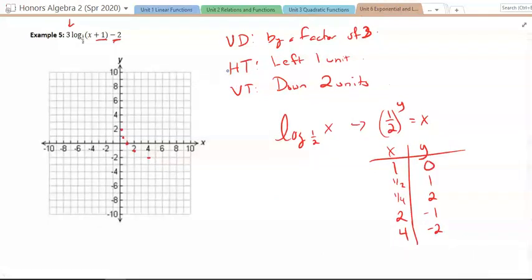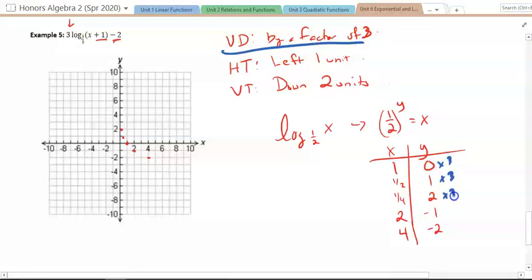And remember, order of operations still apply, right? So the vertical dilation says I have to multiply the y values by 3, right? So I'm going to times this by 3, times by 3, times by 3, times by 3, times by 3. And when I do that, I get 0, 3, 6, negative 3, and negative 6, right? So those are my new y values, right? Because this would be 3y.